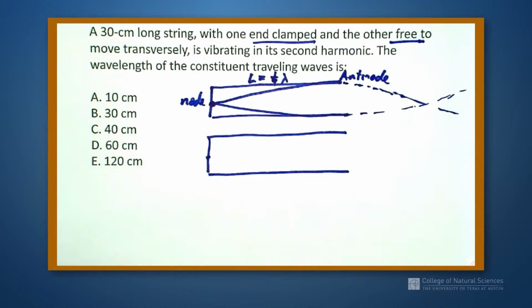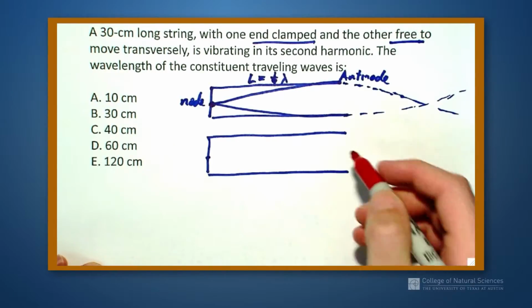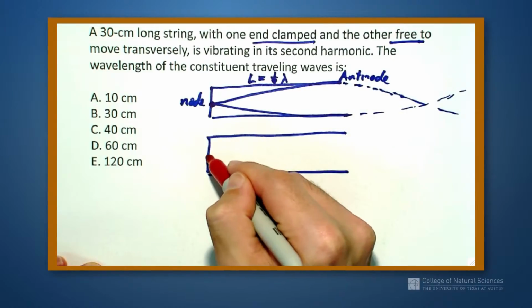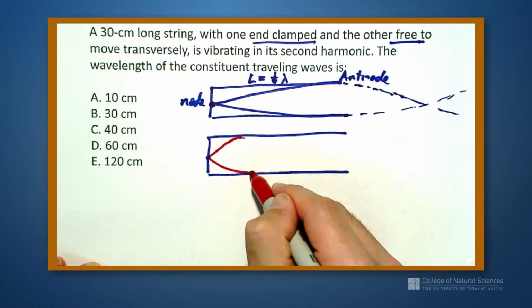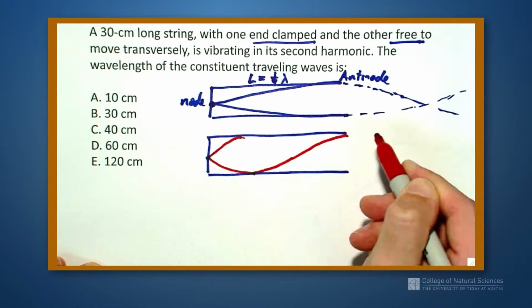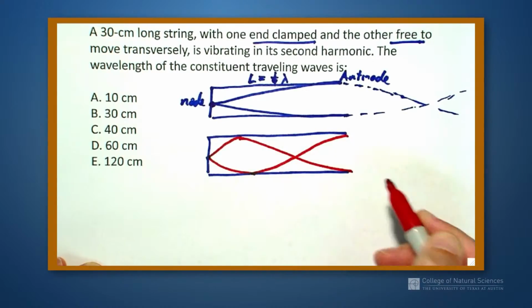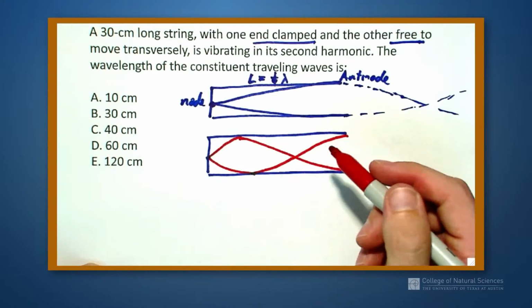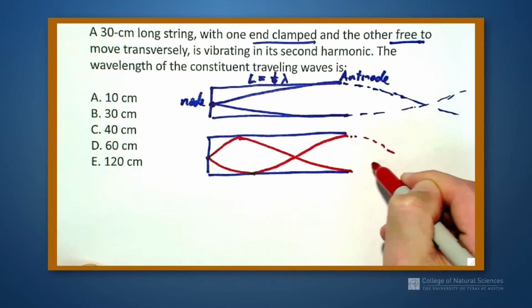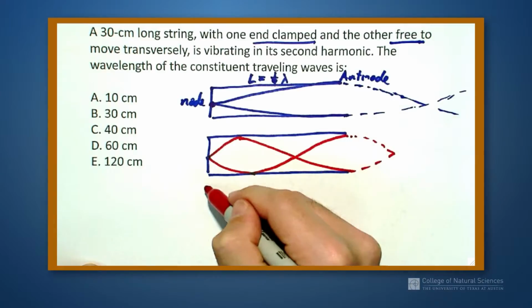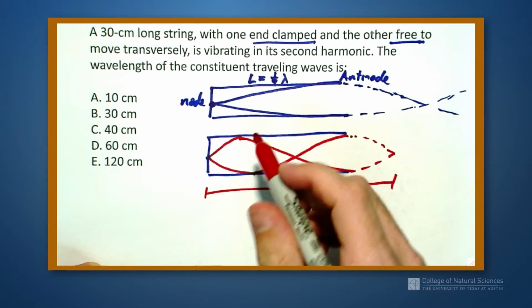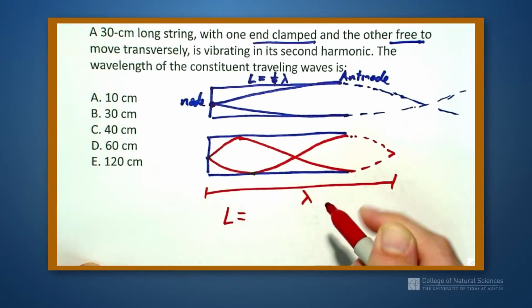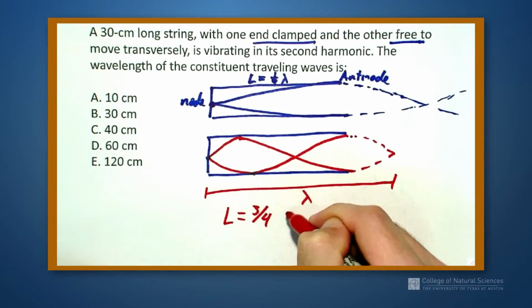The second harmonic, which would be the next one we're able to put in here, is going to be a little bit different. It's going to go to a maximum, it's going to go back to 0, and then it's going to go to another maximum. So if I were to extend this out, this full length would be one wavelength, which means in this case, L is equal to 3/4 of a wavelength.